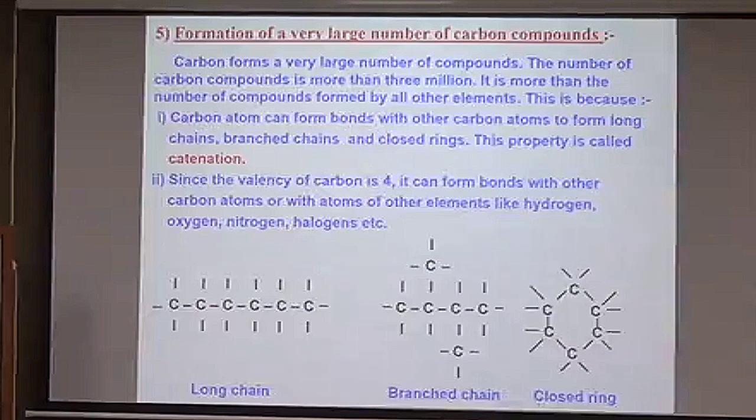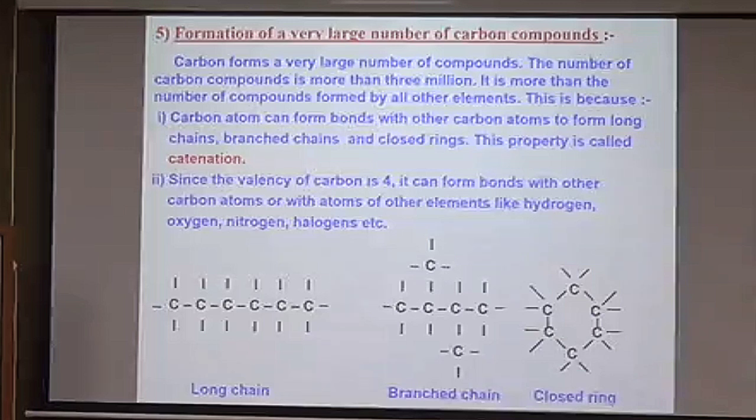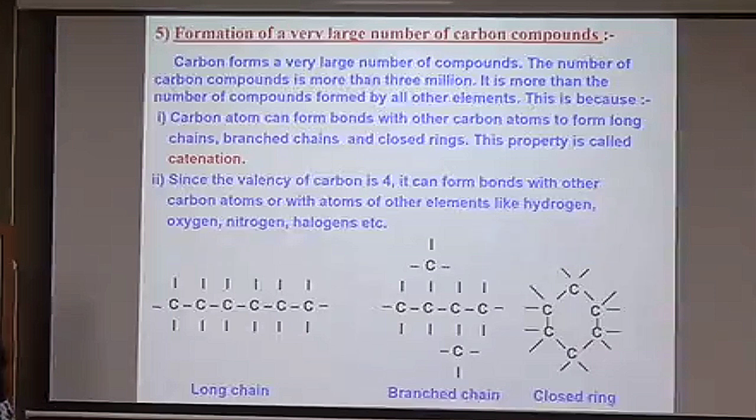Carbon atoms can join together forming single chains. With these straight chains, they can join together in branched chains. Even they can join together to form rings. This property of linkage of carbon is called catenation.